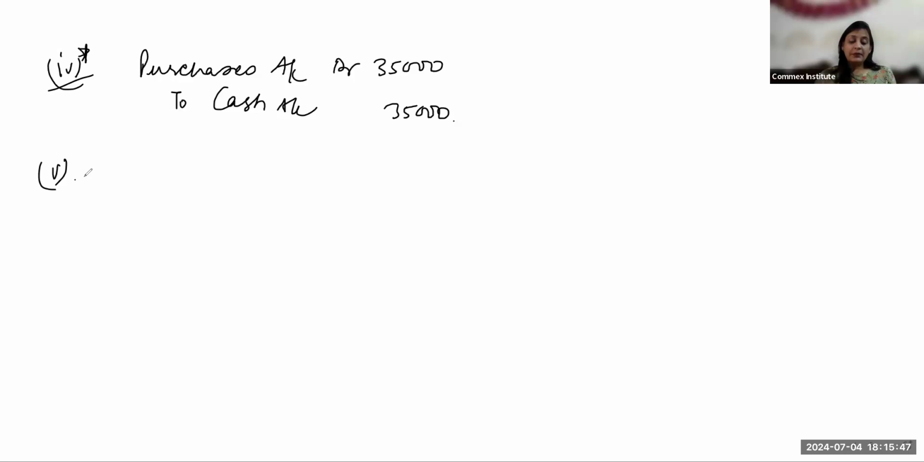Goods purchased from Amrit of list price 10,000 returned. Now the fifth transaction is relating to your third transaction.